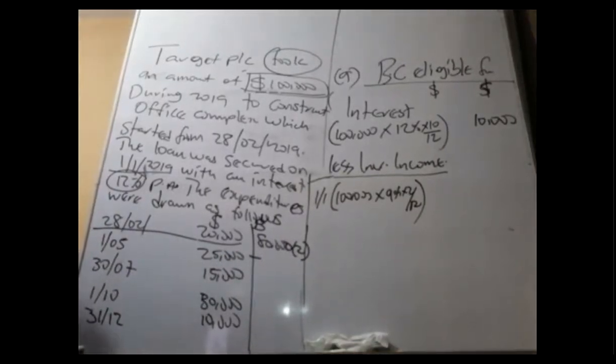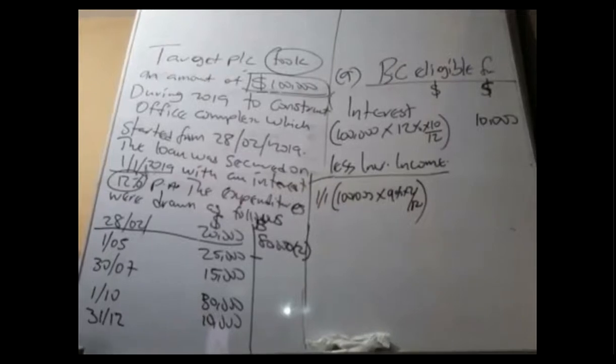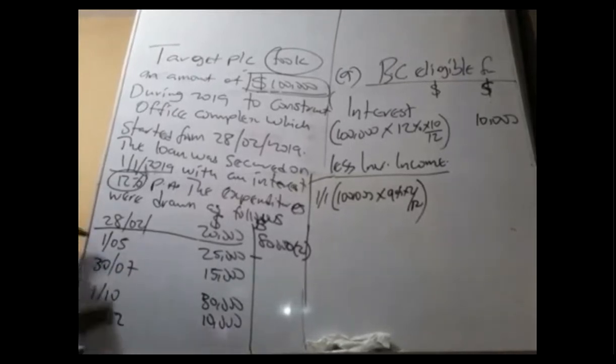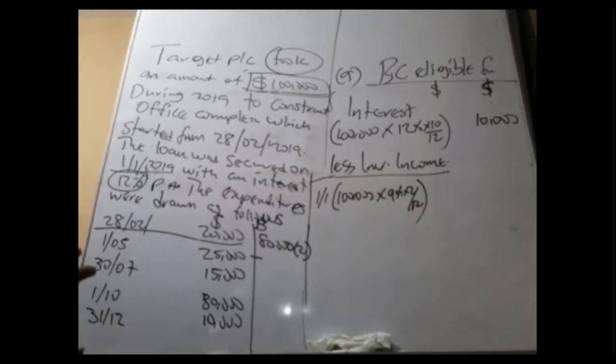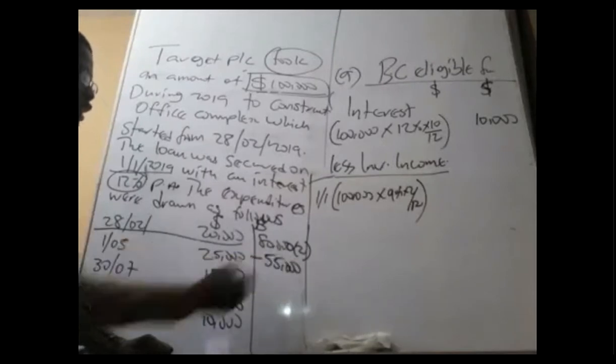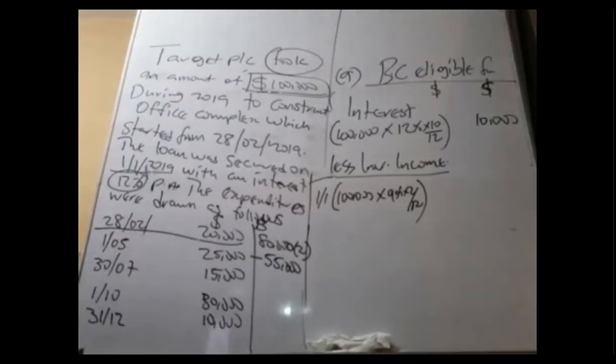Okay, let's count the month again. February is gone. So March, April, May is not part. May will not be part. So April and then March. So 2 months. 55,000, right? This one will be invested for how many months?